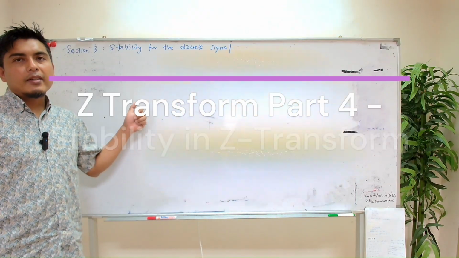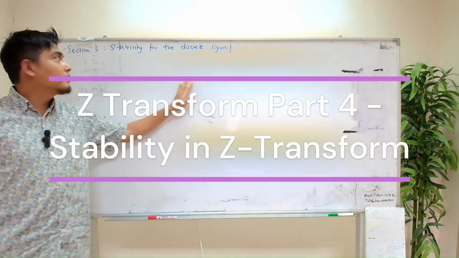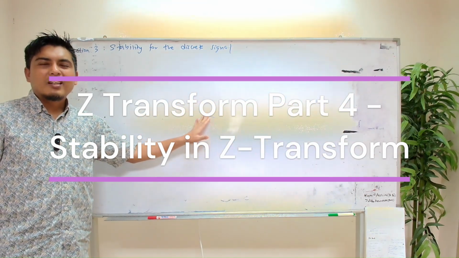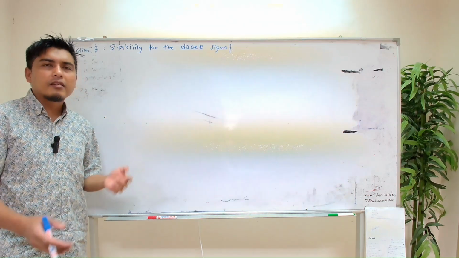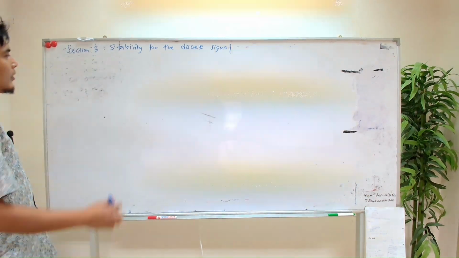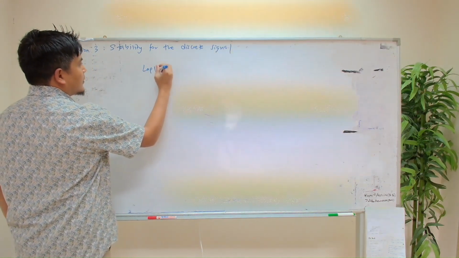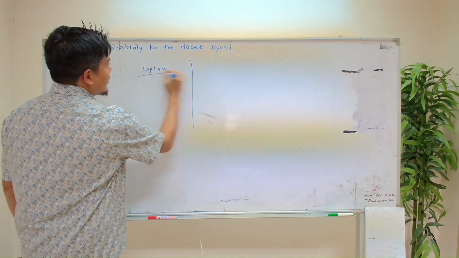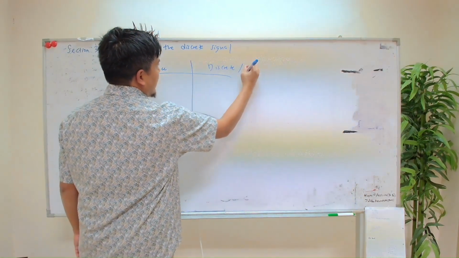So we proceed with the final section, which is section 3, the stability for the discrete signal. Okay, it's similar to the stability in Laplace. So I will do a comparison first in Laplace and also in discrete, or in Z transform.